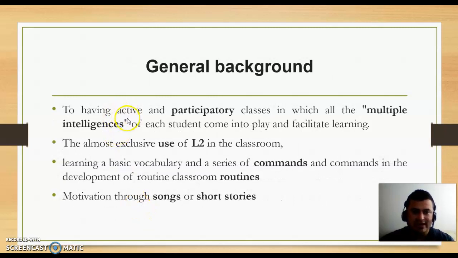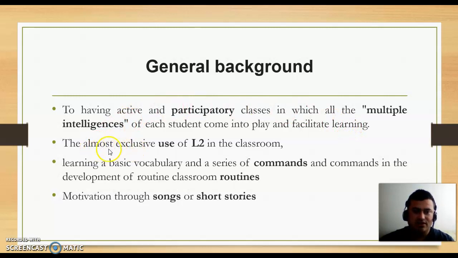Also, this produces active and participatory classes, obviously with a focus on multiple intelligences, because TPR teaching focuses on listening, speaking and kinesthetic skills. So, in order for each student to come into play and facilitate their learning.